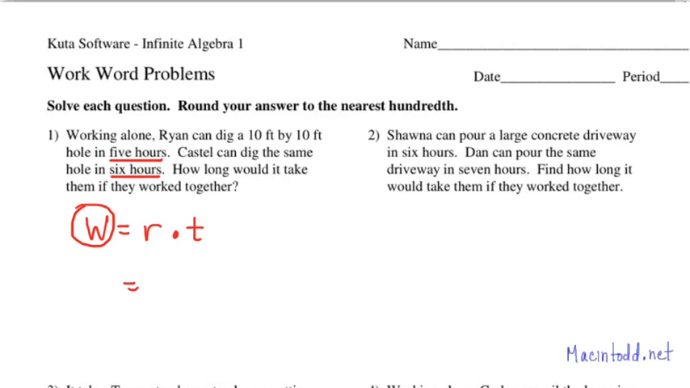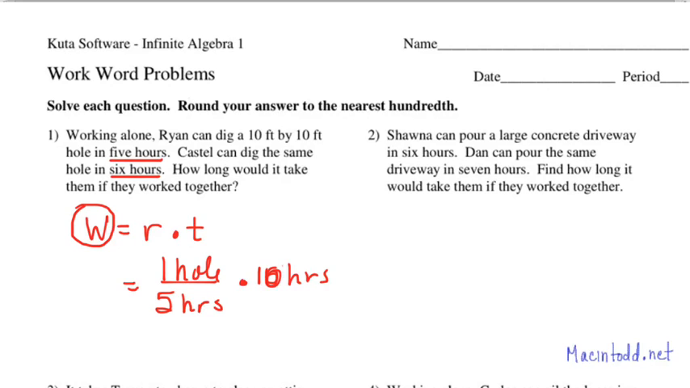If I look at Ryan's rate of digging his hole, or doing his job, Ryan can dig 1 hole in 5 hours. So if I multiplied it times 5 hours for the time, just as an example, the 5s would cancel, and I'd get the work he's done is 1 hole. So that's what he's dug. He's completed that job. If I'd plugged in 10 hours, he would have dug 2 holes. So that work measurement is in terms of how many of that job you did.